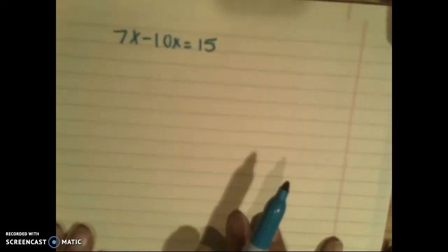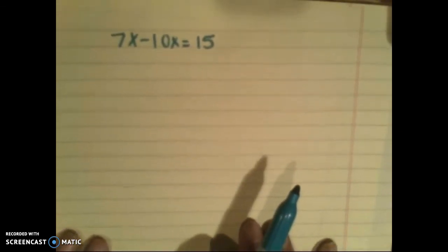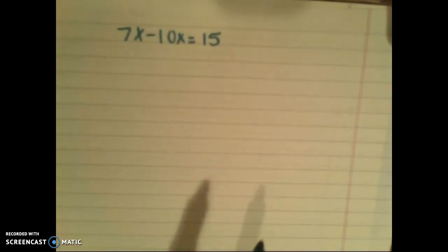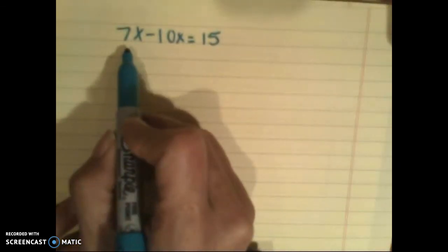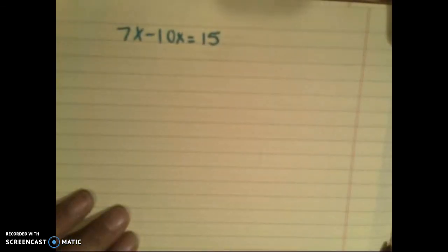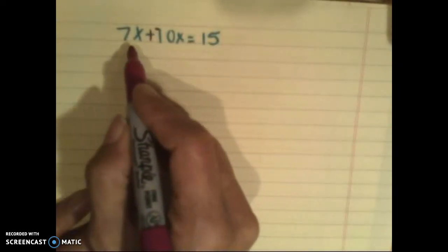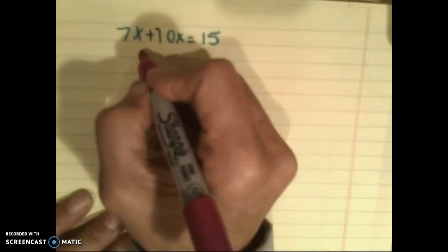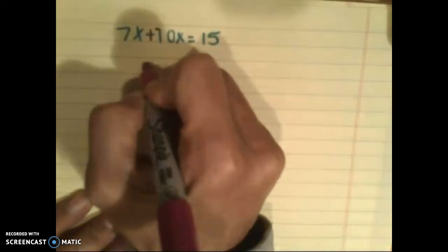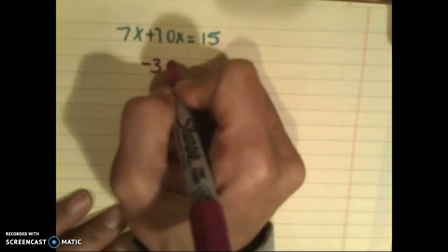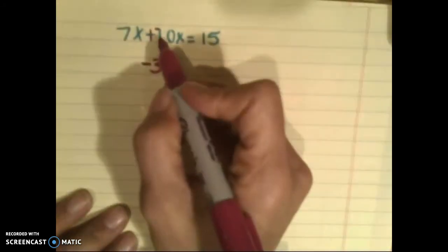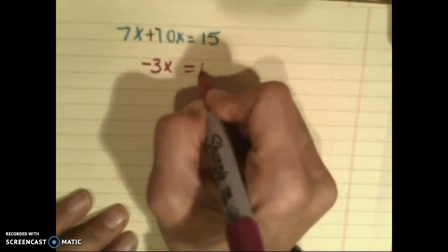Here's a combining like terms problem. So the first thing we always look at is combining like terms. The second, we look for simplifying with adding and subtracting. The third is simplifying with multiplying or dividing. So since I have 7x minus 10x, we're going to turn this into an addition problem. So 7x plus a negative 10x, keep, change, flip. That gives you negative 3x. I get the negative from the 10 because it's the sign of the bigger digit, equals 15.